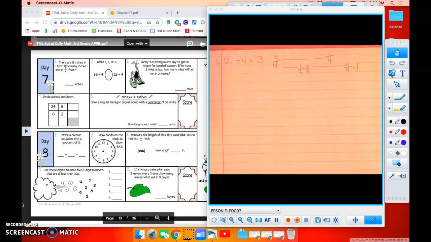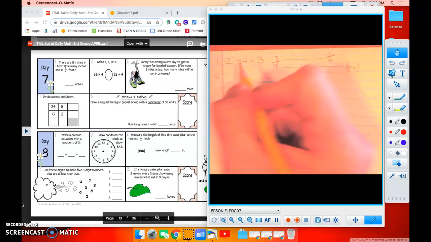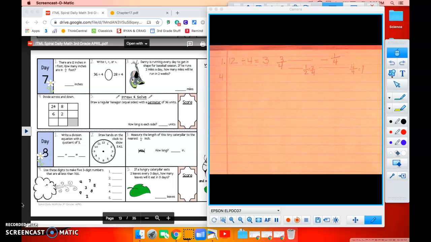Number 4, we have the digits 4, 7, 3, 5, 8, 9, and 2. And we need to write 5 different 3-digit numbers that are all less than 700. So it doesn't say anything about using all the numbers or anything like that.